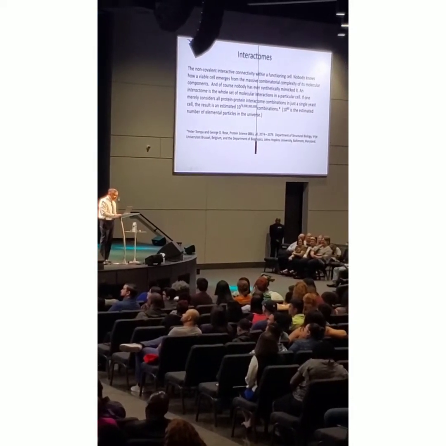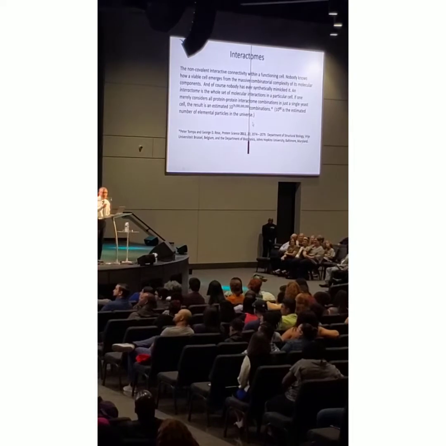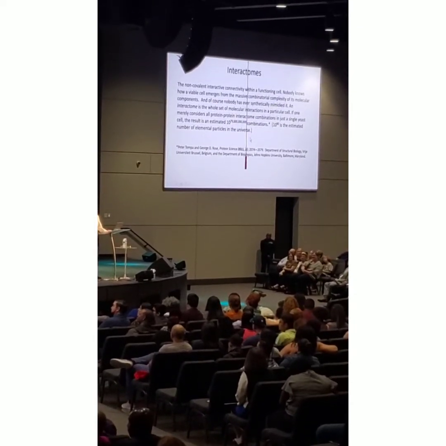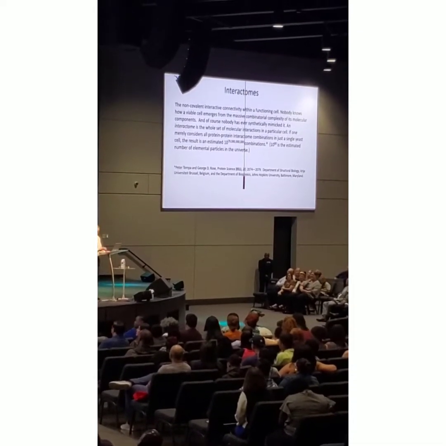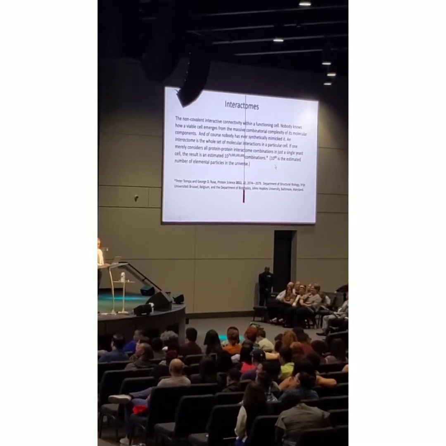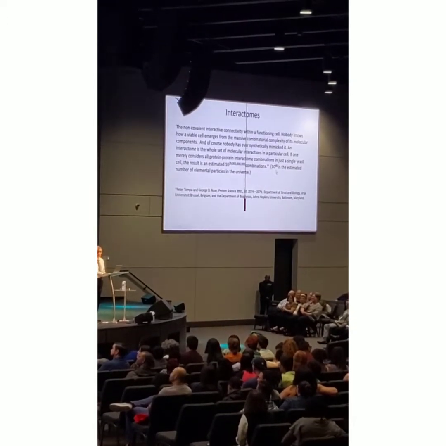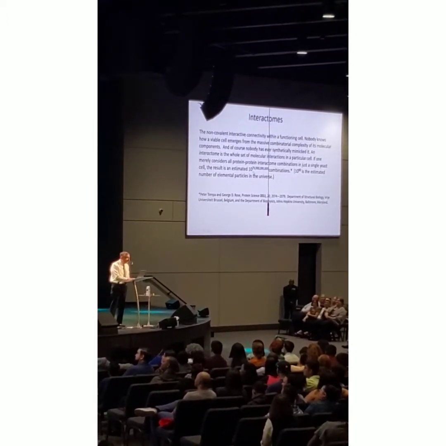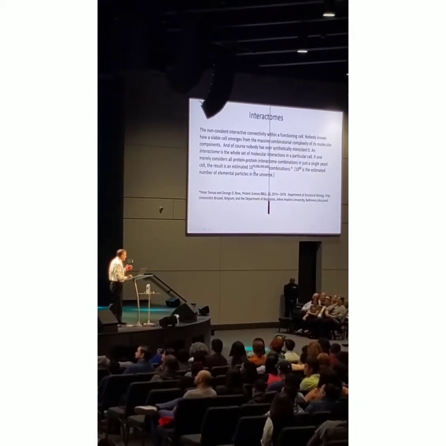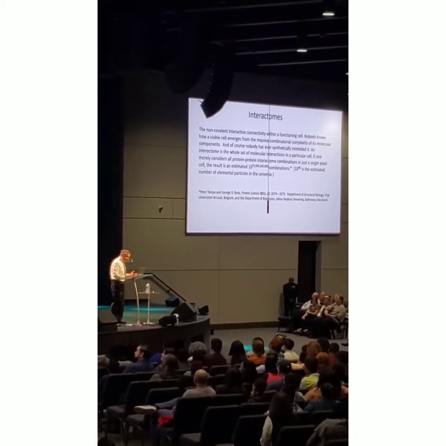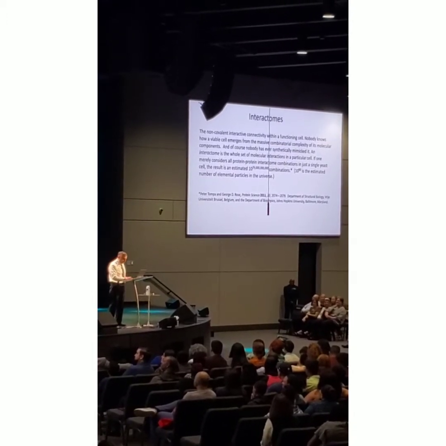Just to show you how big a number that is, the number of elemental particles in the universe, not just in the universe, is 10 to the 90. This is a 1 with 90 zeros after it. This is a 1 with 79 billion zeros after it. That is the number of combinations that you can have. It's extraordinary. Nobody knows how this is done.